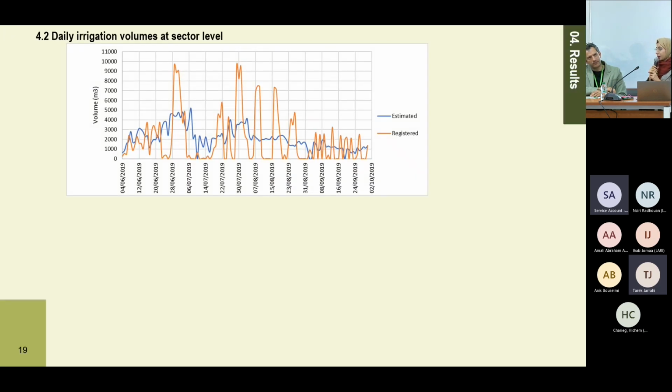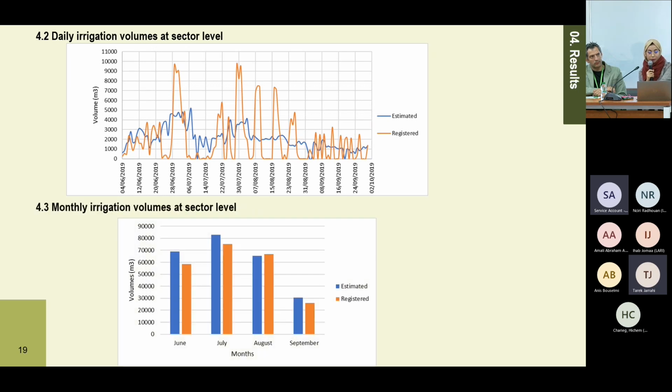So when we computed those values, we were able to compare the estimated and the registered volumes. As you can see, the variation of the estimated values is slight and simple, while the registered volumes are intense and sharp. This is because when we were estimating our data, it was entirely based on meteorological data and on the satellite images, and we didn't take into account the operation of the distribution system. But when we gathered them into monthly irrigation volumes, we have an agreement between the estimated and registered volumes with some slight differences.